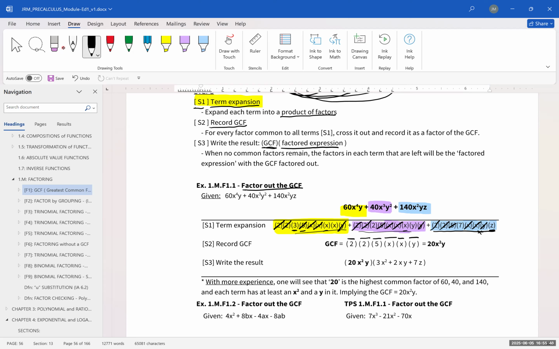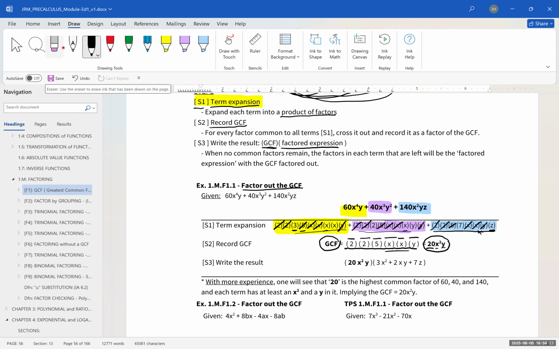So the greatest common factor is going to be this product of 2 times 2 times 5 times x times x times y. So 2 times 2 is 4, 4 times 5 is 20, x times x is x squared, and then we've got a y. So our greatest common factor is 20x squared y. So that is step 2.